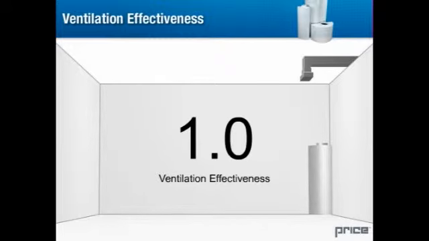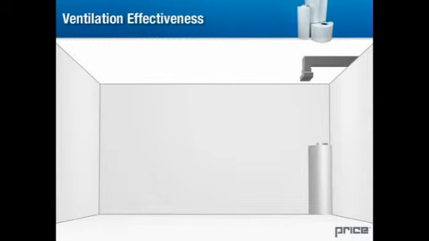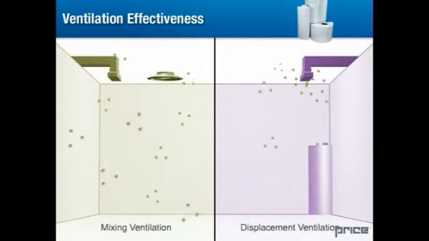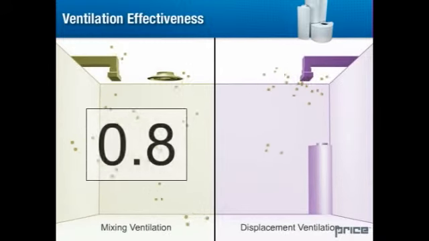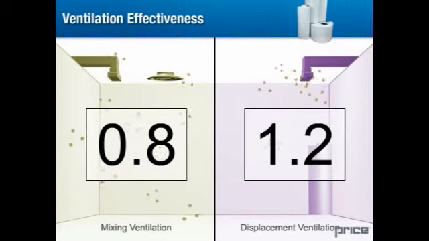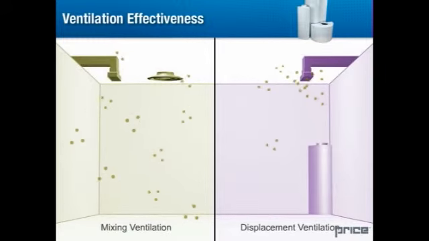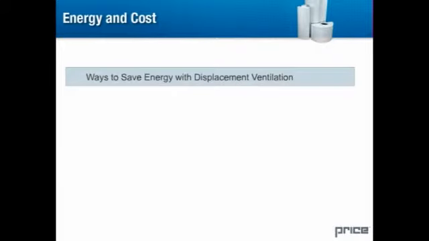If the concentration of contaminants at the return is greater than the concentration of contaminants in the occupied zone, the ventilation effectiveness is greater than 1. Ventilation effectiveness in a mixing system is typically measured at about 0.8. Displacement ventilation is typically measured between 1.2 and 1.4, providing superior indoor air quality by removing contaminants and supplying clean air more effectively. A benefit of displacement ventilation is its low energy consumption.